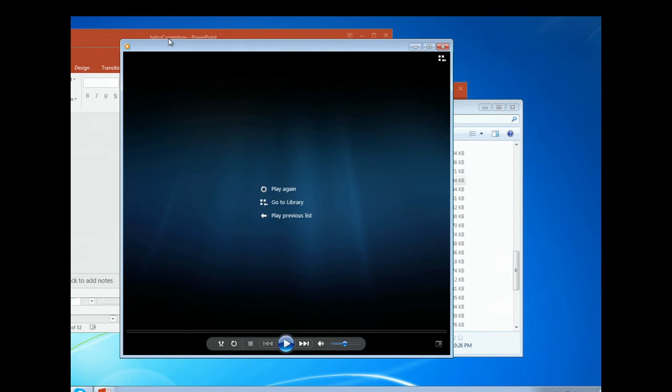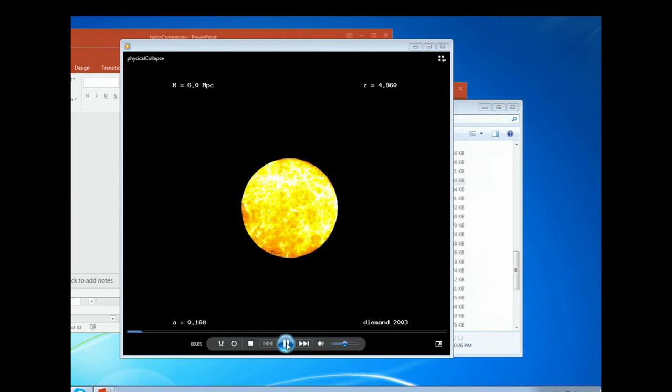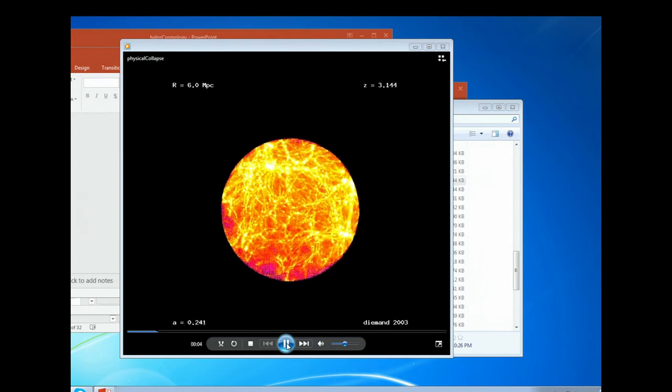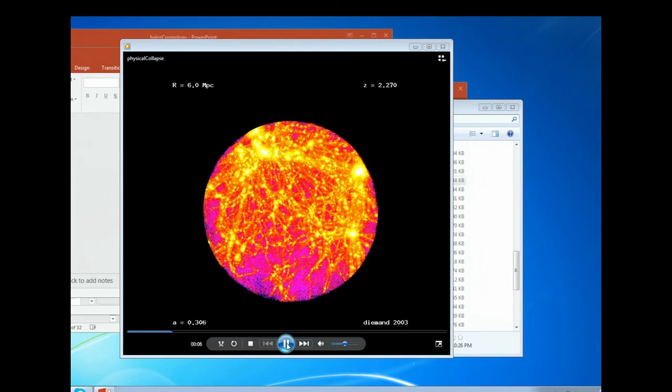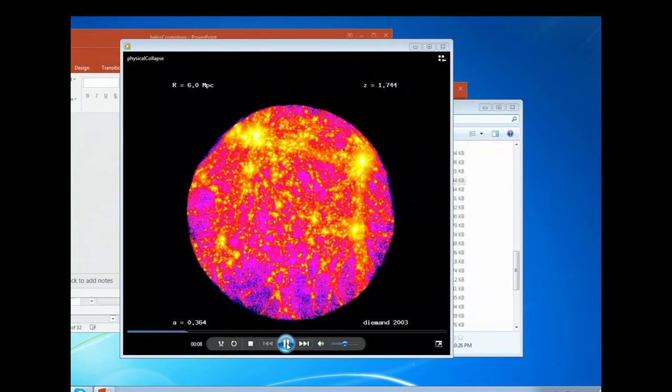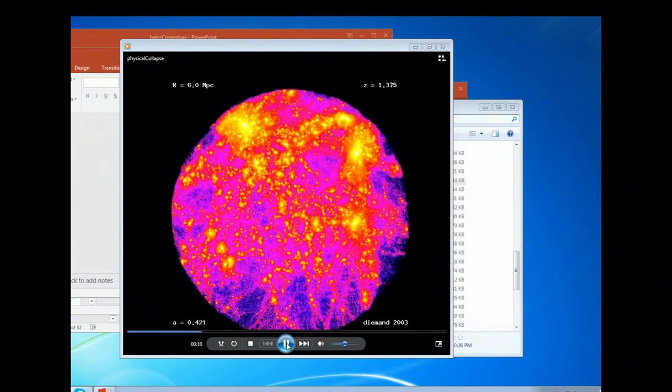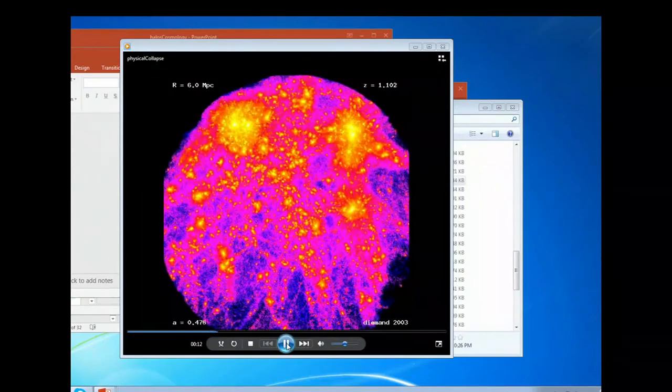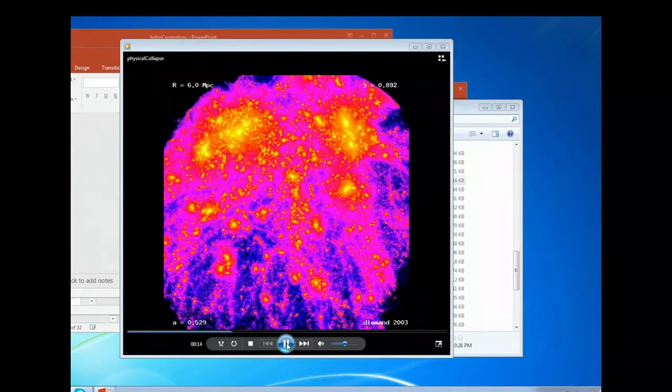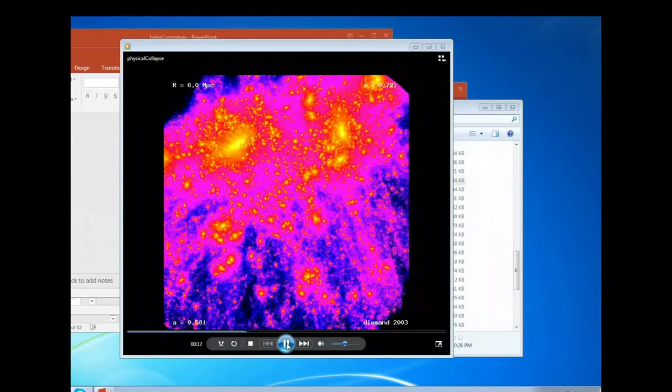Yeah? Let me play this again, because I want to look at one more thing about the collapse, and that is, notice that there are small blobs, and the small blobs at early times are merging together to make the bigger guys at a later time, and then the big guys merge together at a still later time to make the big final guy.